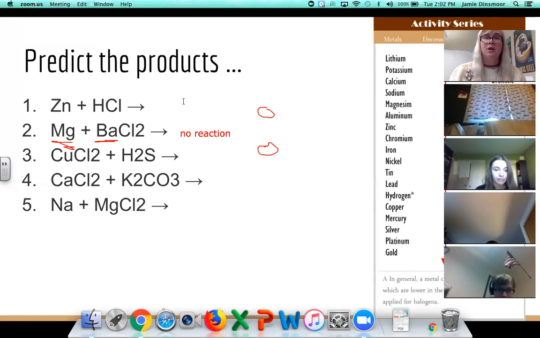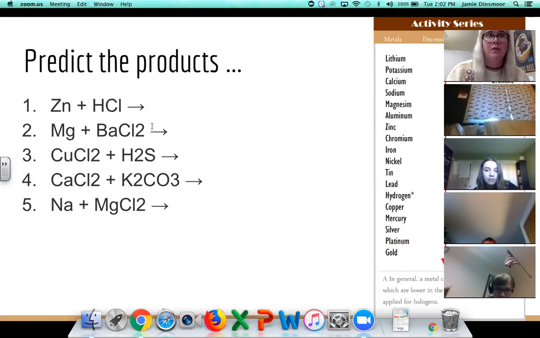So again, how did I figure that out? I identified my two metals. I checked my activity series to see if they would replace, right? Metals on the top are the strongest, metals on the bottom are the weakest. Okay, so let's try the next one. No reaction, which will become probably your favorite answer. Oops, I didn't mean to erase that. Okay, no reaction. So then what about the next one?